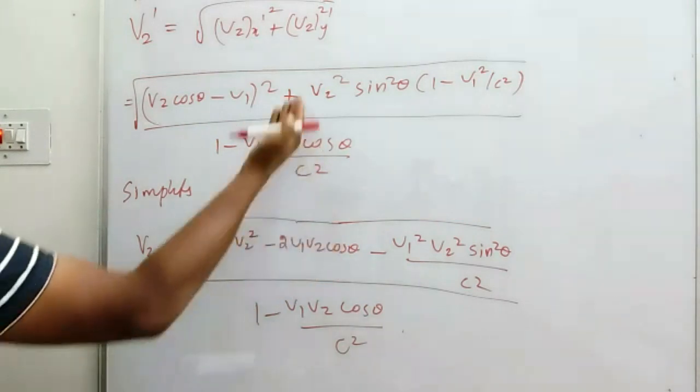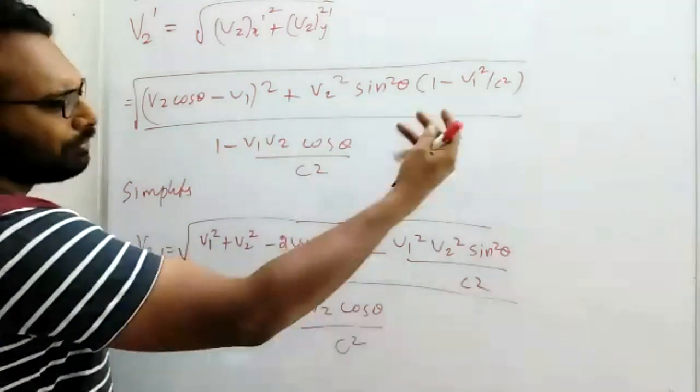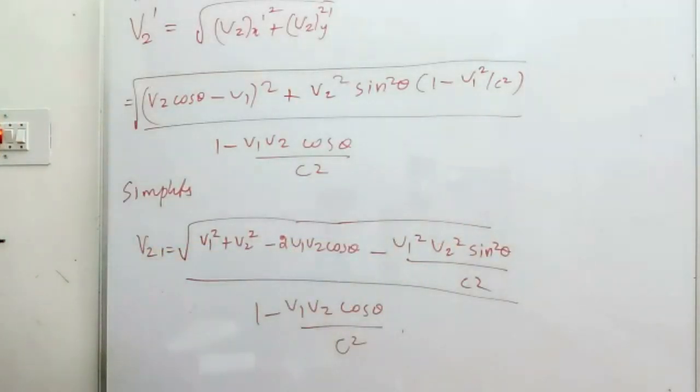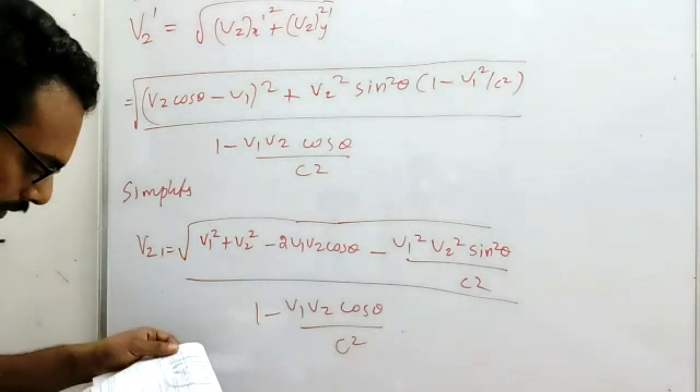Sometimes in a problem they'll give this angle, but then it may be easier to simply do the problem by itself. This is a general formula for this. If the velocities are inclined at an angle, then you can do this.